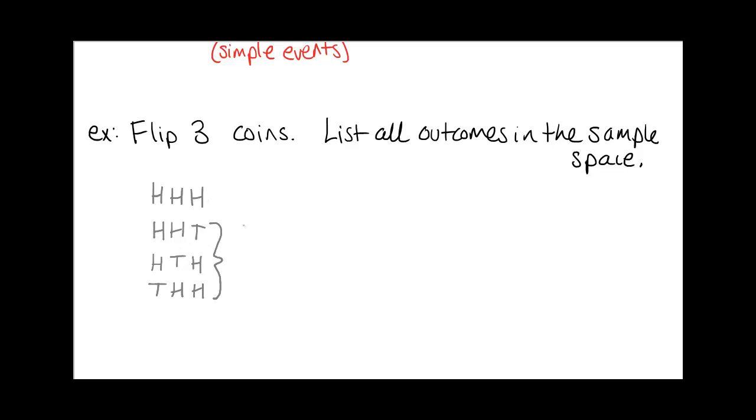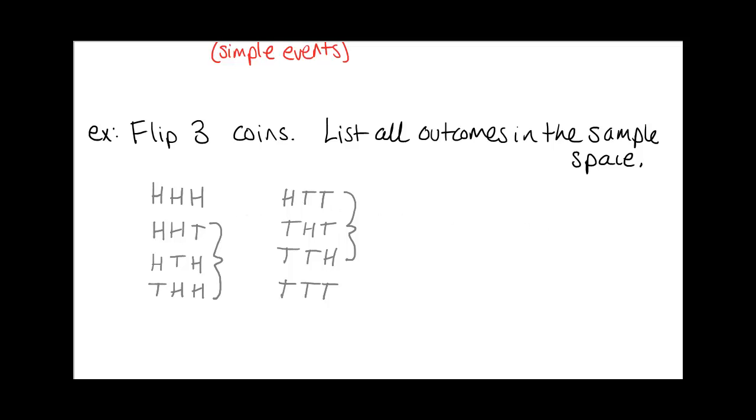So we've got 3 heads, 2 heads. The next option would be just 1 head with 2 tails. And again, that 1 head could be in any of 3 positions. So tails, heads, tails, or tails, tails, heads. Again, these 3 all represent 1 head and 2 tails. And then finally, if we reduce the number of heads again, we just get all 3 tails, and we've only got 1 possibility for that. So this is the sample space for flipping 3 coins. You'll notice we have 8 possible outcomes in this sample space.